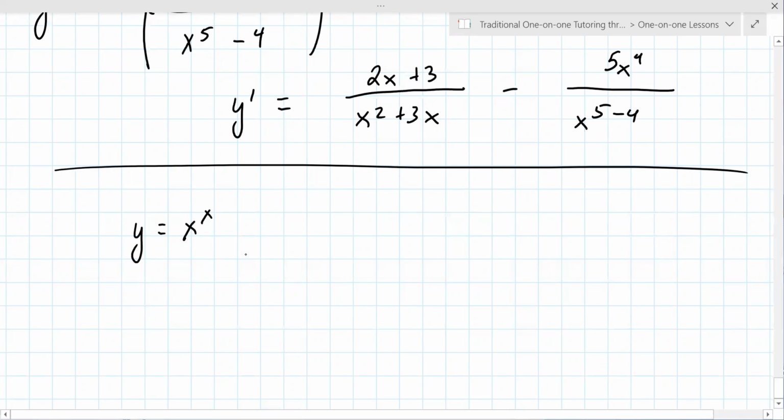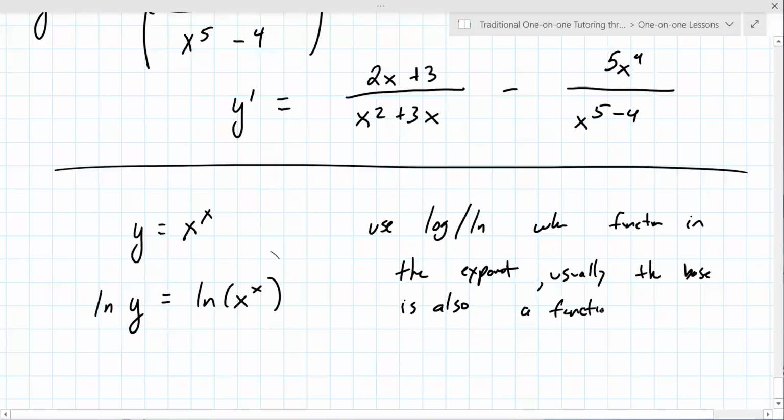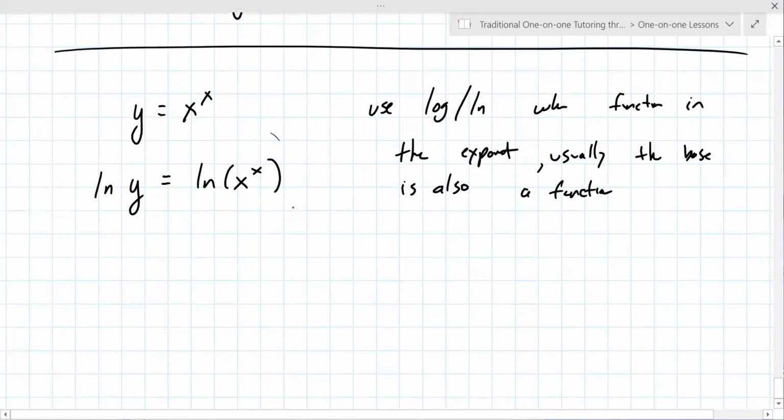But when you do logarithmic differentiation, what most people think of, but I wanted to show you both, is that if you take the natural log of the left and the natural log of the right, you can bring the exponent out. So you use logarithmic or ln differentiation when you have a function in the exponent, and usually the base is also a function. Okay, so now we'll get to the next part.